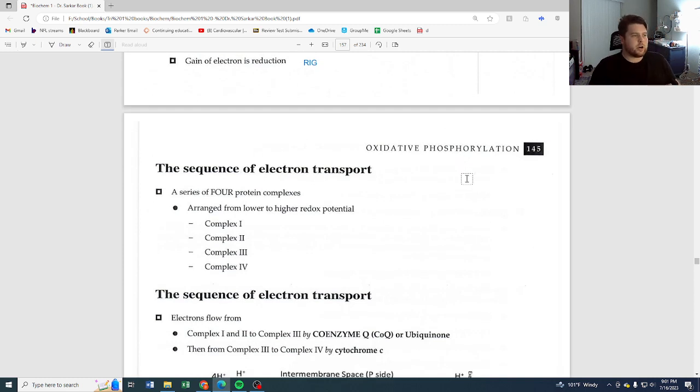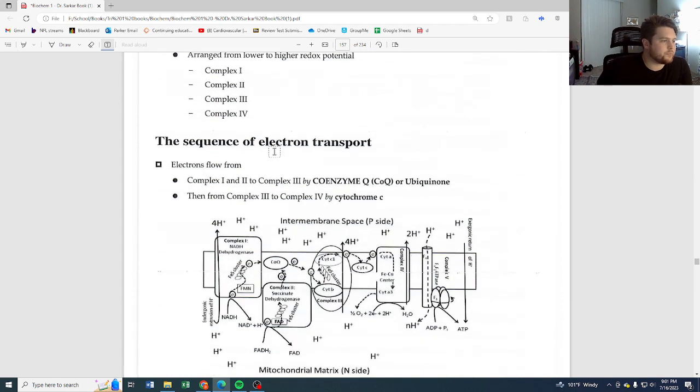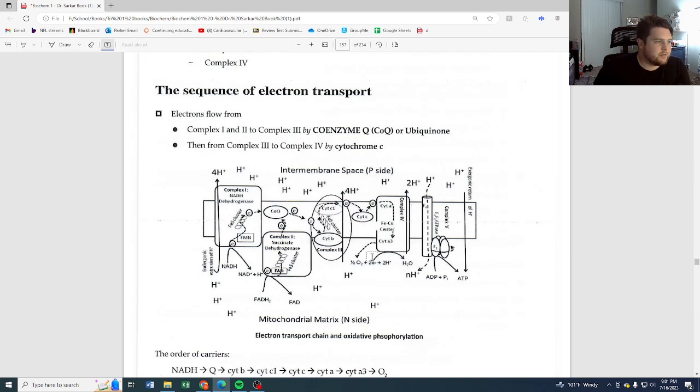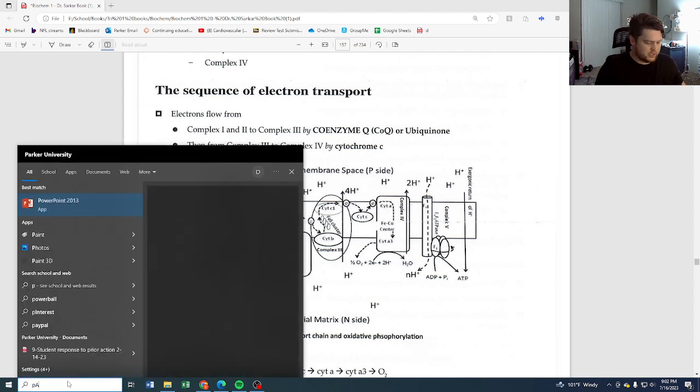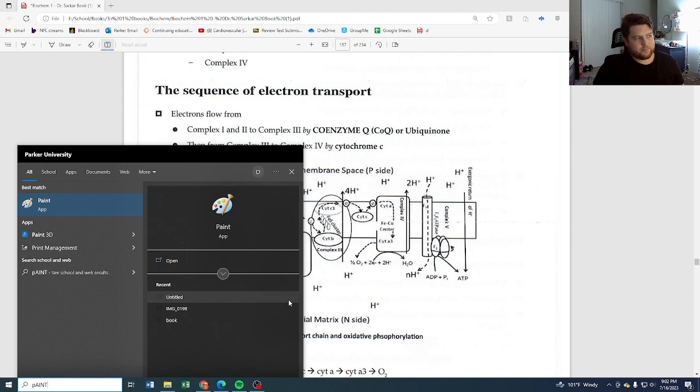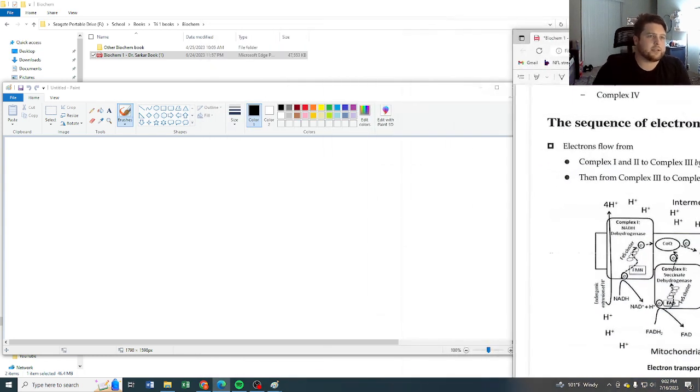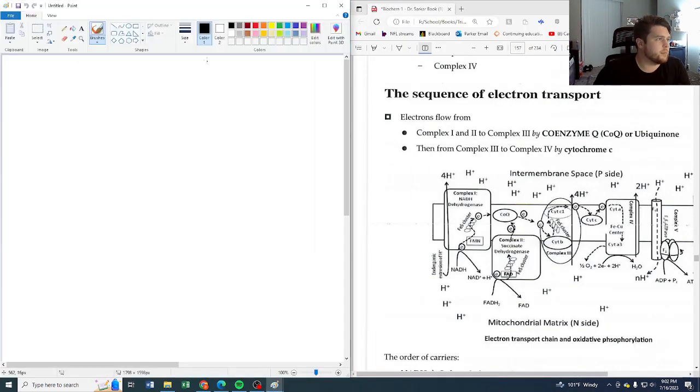The sequence of electron transport. So there are a series of 4 protein complexes arranged from lower to higher redox potential: complex 1, complex 2, complex 3, and complex 4. We keep it a little simple with that. Now, this right here is kind of a big old mess, so we're going to draw it out a little bit simpler. We're going to use this as our base, but we're going to draw it a little bit easier to understand.